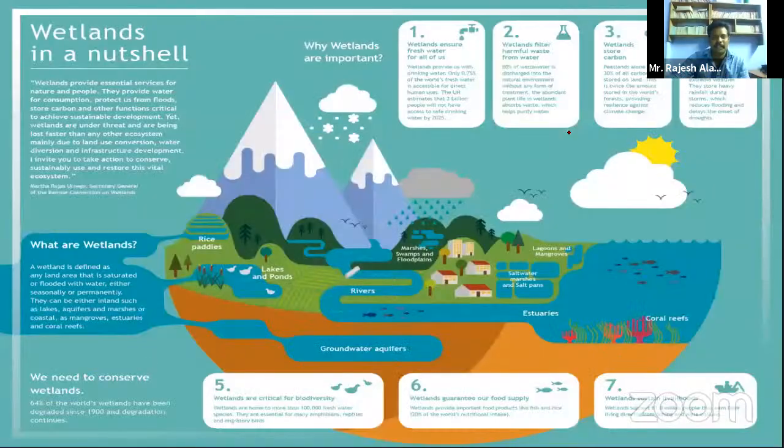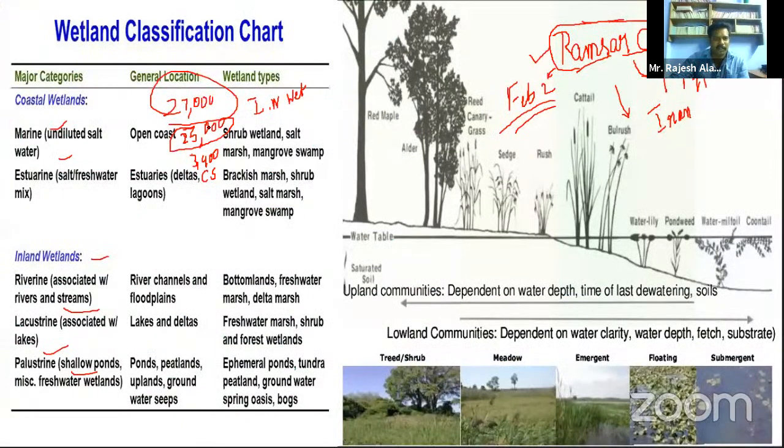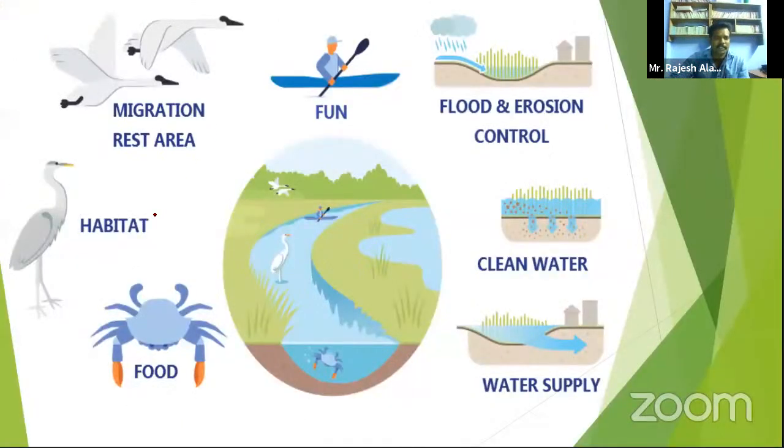But Ramsar gave some indication that in this manner only you have to preserve your wetlands, because a wetland has a lot of ecological significance. See, these are the ecological significances. Migratory birds will rest. It will be a habitat for various organisms. It is a food source. It's a flood and erosion control area. They are called natural sponges.